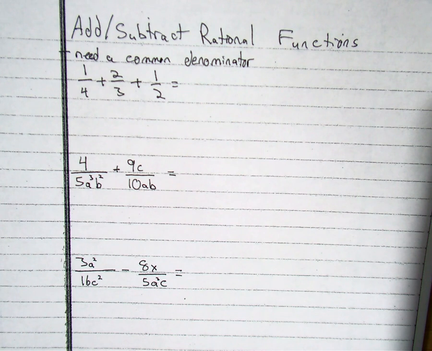Hello, Algebra 2. Here we are with our second lesson from Unit 8, adding and subtracting rational functions. Okay, rational just means we can express it as a fraction. So let's get started with a little fraction warm-up problem. We have 1/4 plus 2/3 plus 1/2.